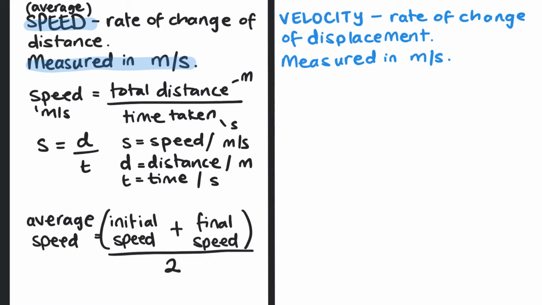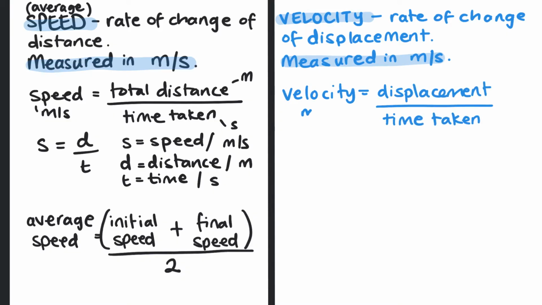So velocity is a similar concept. It's basically speed but in a given direction. We can define velocity as the rate of change of displacement. And it's important just to recognise that when we work out velocity, it is displacement and not distance. It has the same units of meters per second. So the equation that we use for velocity is equal to displacement over time.